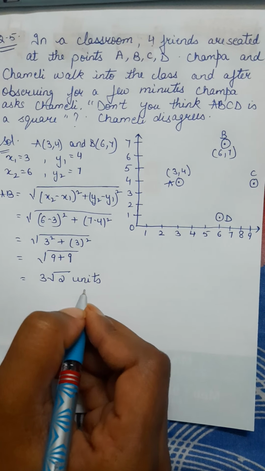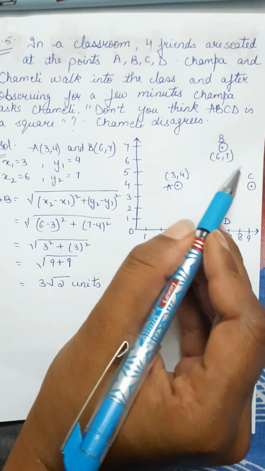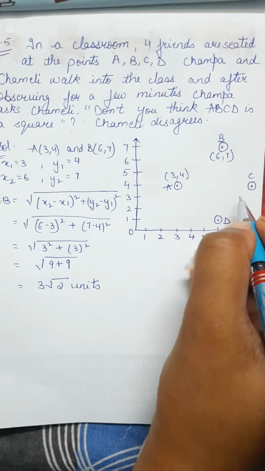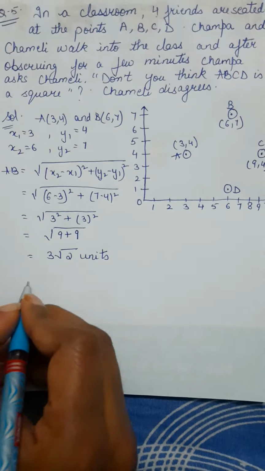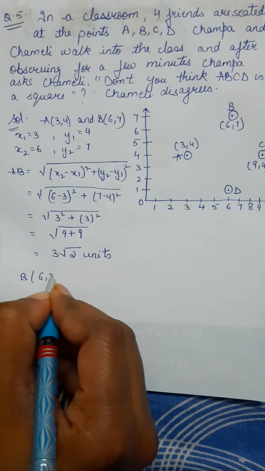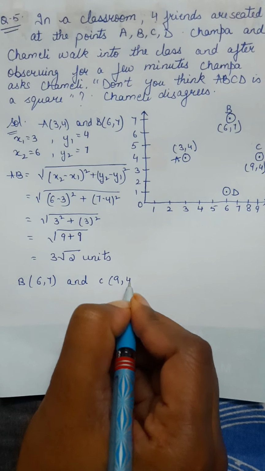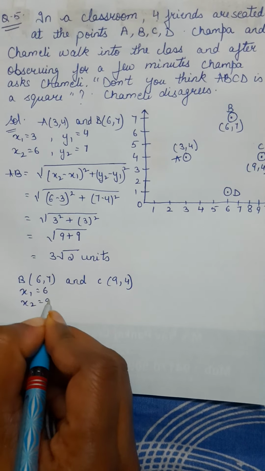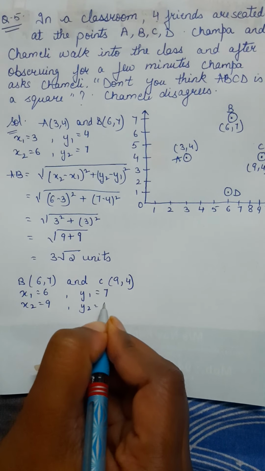Now we have to find out the distance of second side, that is BC. To find out the distance of BC, we now find out the coordinates of C. The coordinates of C is 9, 4. Now the coordinates of B is 6, 7 and coordinates of C is 9, 4. In this, x1 is 6, x2 is 9, y1 is 7 and y2 is 4.